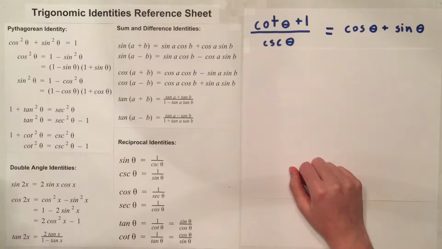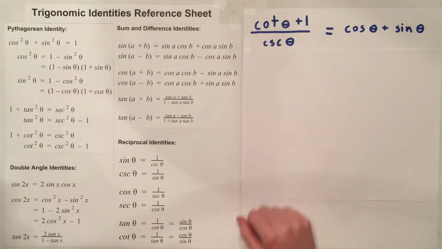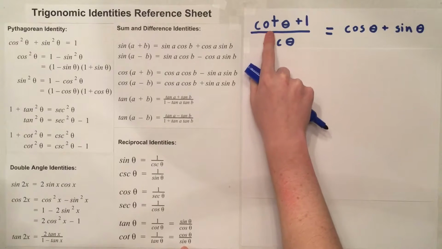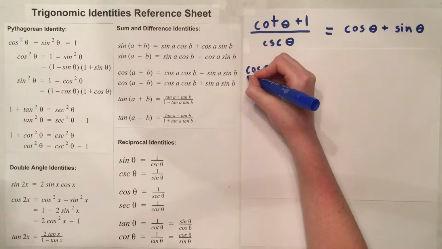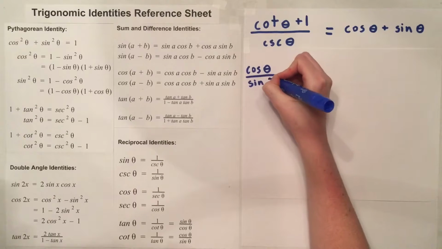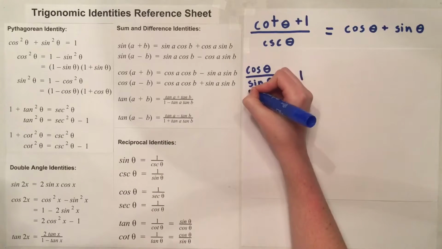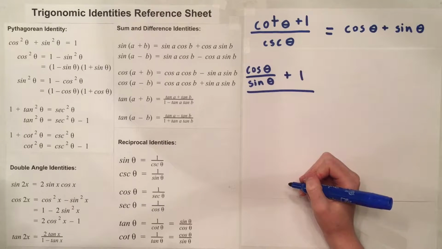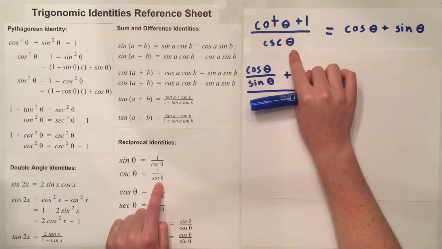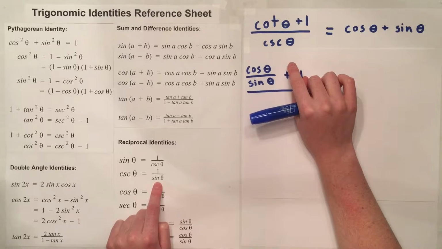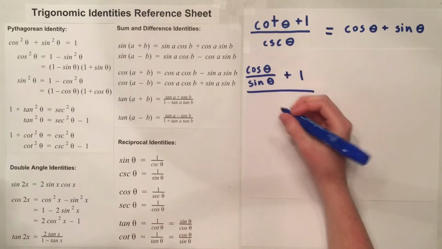In my trig identities, I see that cotangent theta is equal to cosine theta over sine theta. So, I'm going to substitute cosine theta over sine theta in for cotangent theta. And I'll carry down the 1. Also in my trig identities, I see that cosecant theta is equal to 1 over sine theta. So, I can substitute 1 over sine theta in for cosecant theta.